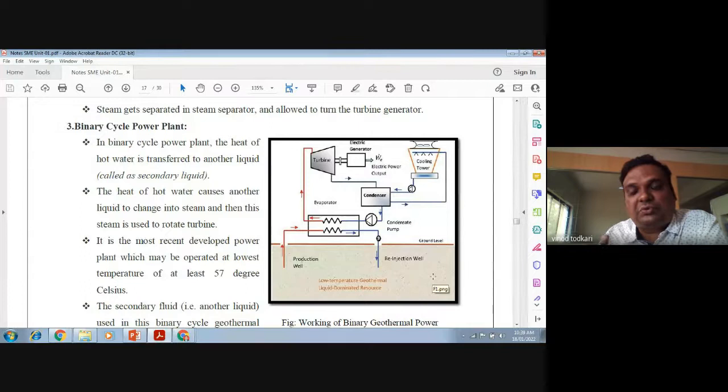I want now you to answer. I want you to think. Just look at the figure, look at the arrows. You already know the concept of different components, like you know the function of turbine, generator, condenser, heat exchanger, pump, and cooling tower. Now tell me, I want you to explain me the working of binary cycle power plant.